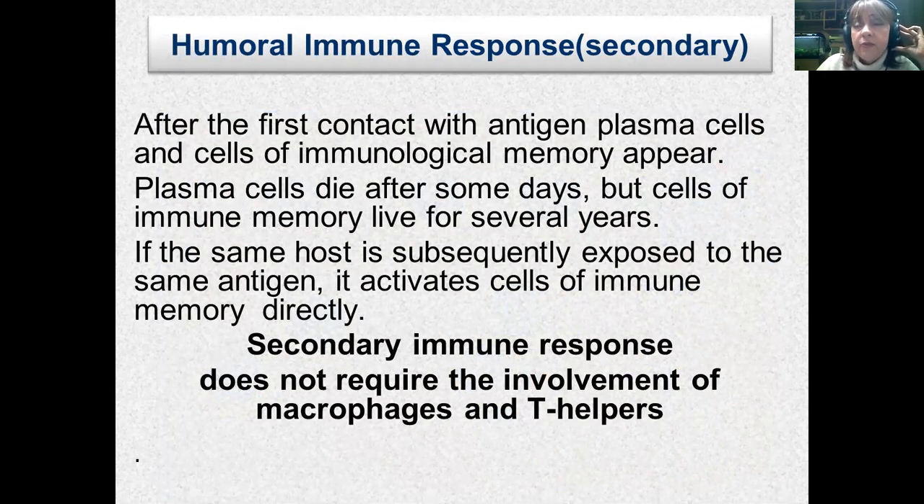They live in lymph nodes, in tonsils, in organs, and they wait in case the same antigen invades the human body. In this case, memory cells react with it immediately and produce the secondary immune response. And what is the main difference between primary and secondary immune response? It needs no involvement of macrophages and T helpers. In the primary immune response, it is a cell cooperation. In the secondary immune response, it isn't needed.